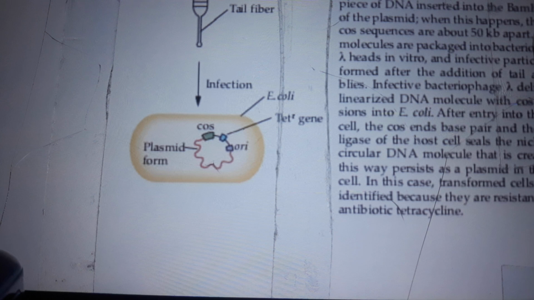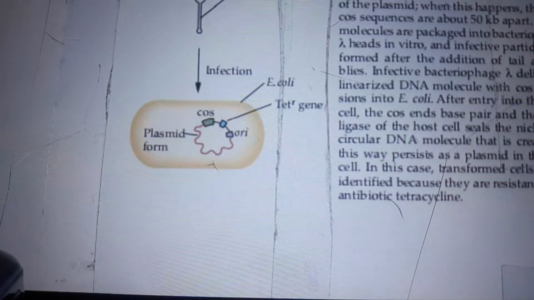These molecules are packaged into bacteriophage lambda heads in vitro, and infective particles are formed after the addition of tail assemblies. Infective bacteriophage lambda delivers a linearized DNA molecule with COS extensions into E. coli. After entry into the host cell, the COS ends base pair, and the DNA ligase of the host cell seals the nick. The circular DNA molecule that is created in this way persists as a plasmid in the host cell. In this case, transformed cells can be identified because they are resistant to the antibiotic tetracycline.